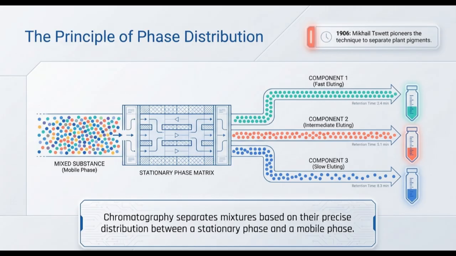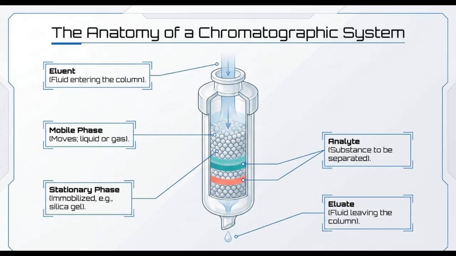This difference in migration speed is what allows us to separate complex mixtures into their individual components. Every chromatographic system shares the same basic anatomy regardless of its specific type. There's always a stationary phase, which acts like the road that holds back compounds to varying degrees. There's always a mobile phase, which acts like the carrier that pushes or pulls the compounds along the road. And there is always a detector, which sees each compound as it exits the system.